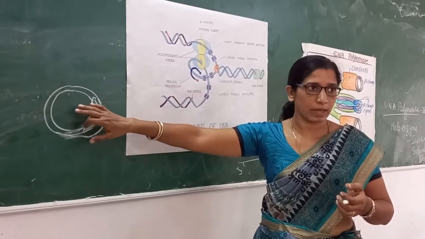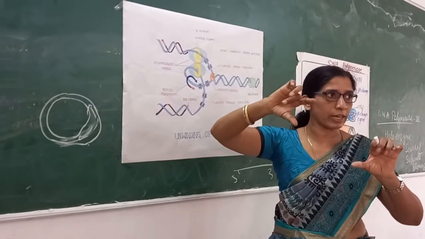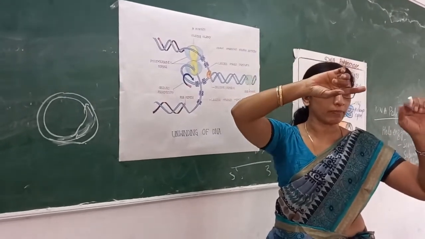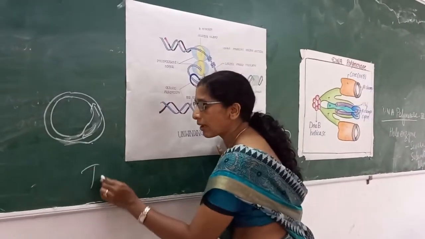Torque is created. Like a rubber band twisted: when you try to separate one end, the other end becomes more tight. Topoisomerase relaxes the strand.